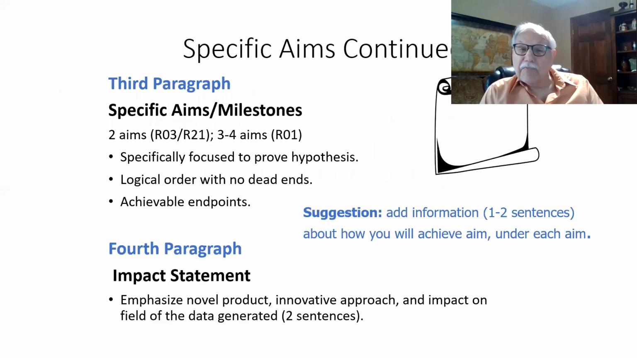The third paragraph then will be the specific aims. Something specifically focused to prove the hypothesis in logical order with no dead ends, and be sure that they're achievable endpoints. Then the last paragraph pulls it all together, and it talks about the impact of what you're doing on the field. What's novel or innovative about what you're doing, and what will be the impact on the field.